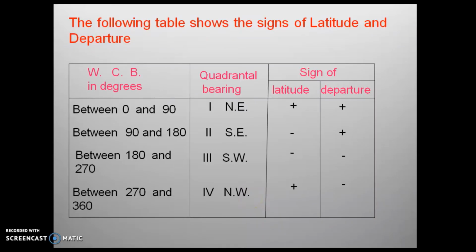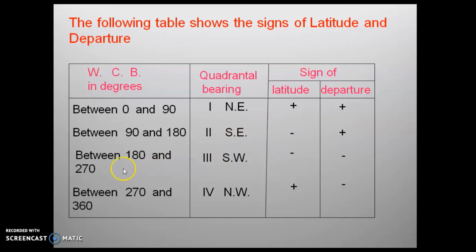Next, sign conventions. As I said earlier, if you remember the whole circle bearing system in degrees, when it lies between 0 to 90, it will be in the first quadrant, northeast. So north latitude will be positive, and because it is in the east, departure will also be positive. When it comes to the second quadrant, the angle lies between 90 and 180, it is southeast. South means negative, and departure, because of being east, is positive.